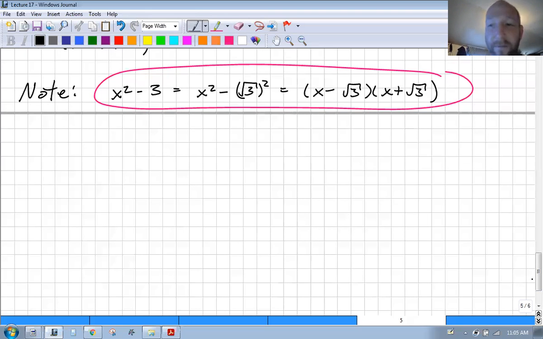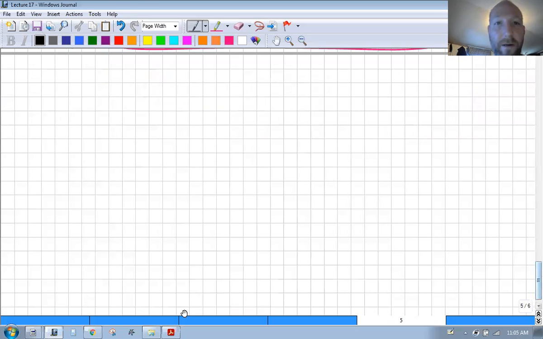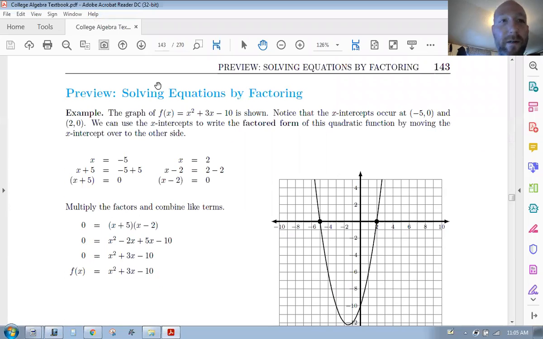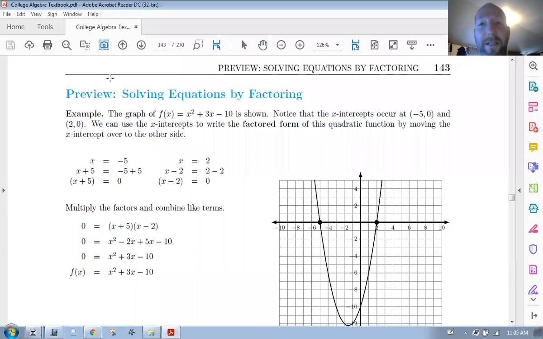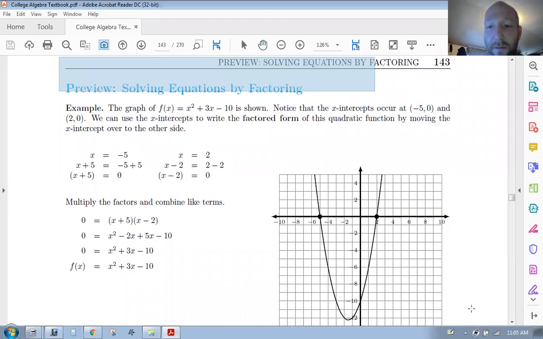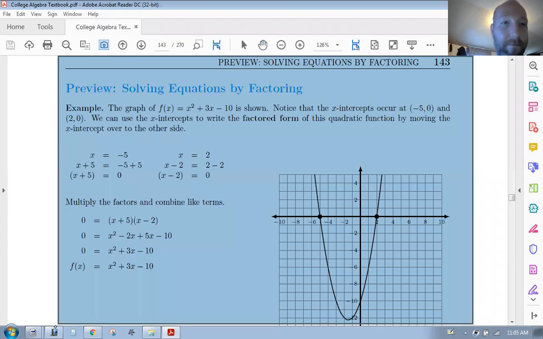That's a trick for you. Now we are on page 143. So the whole point of factoring is to solve equations. Let's see what they have to say here.